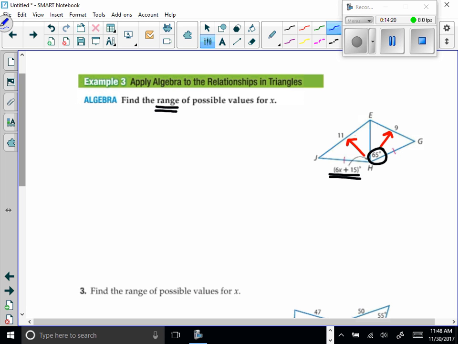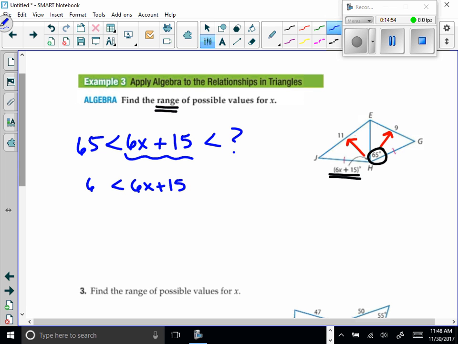So I'm going to use that and start my equation that way. So 6x plus 15 has to be greater than 65. Now when I do a range though, that means I'm putting this in between. So it may be greater than 65, but it has to be less than something else. I can't have an angle that's 1,000,000 degrees. So I want to figure out what that is. We don't have to get too creative with that idea. Our 6x plus 15 greater than 65 here.